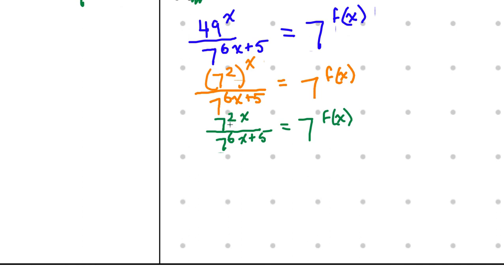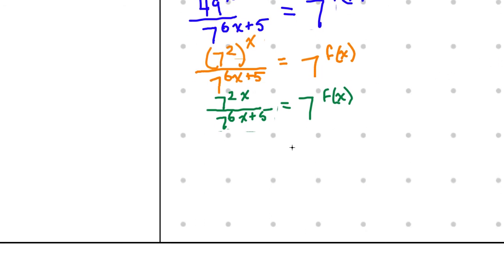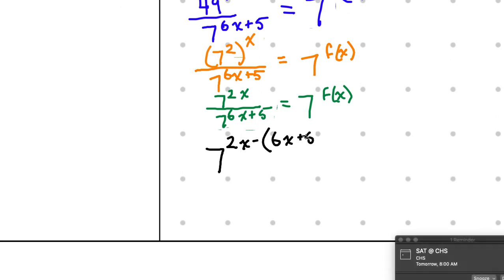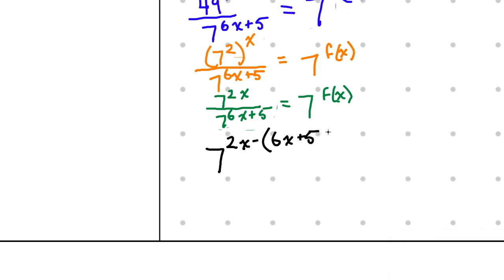Whenever I divide with the same base, what do I do with the exponents? And you should immediately be shouting out, it's division, or not division, it's subtraction. There's the right answer. Subtract. So do 2x minus the entire quantity of 6x plus 5. And do make sure you put parentheses around this because that negative is going to be distributed. So I can now rewrite this as just one simple 7. And it's going to be 2x, and I'm going to subtract the entire quantity of 6x plus 5. And that is going to be equal to 7 to the power of f of x.